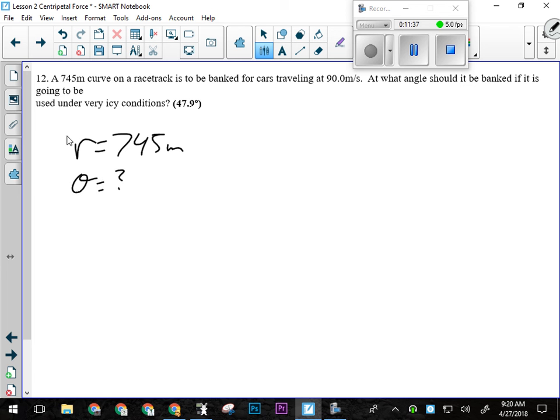Cars are traveling at 90 meters per second, which is ridiculous. It must be a racetrack. Oh, it is a racetrack. What angle should it be banked if it's going to be used under very icy conditions? So this is like crazy racing on an icy track. Well, it sounds like fun. Yeah, if you don't mind possibly being in a mangling accident of some kind.